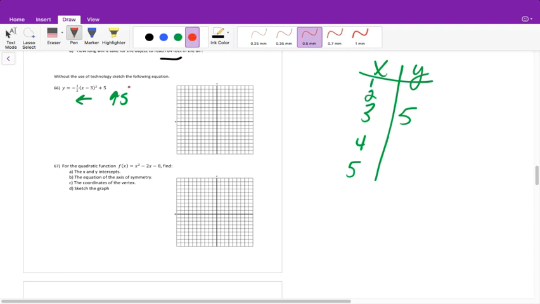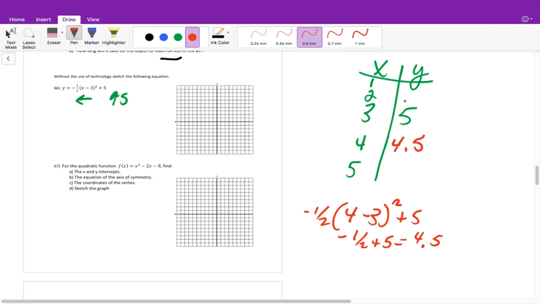I will then substitute 4 in for x. So it is negative 1/2 times 4 minus 3 squared plus 5. Well, 4 minus 3 is 1. 1 squared is 1. So it'll be negative 1/2 plus 5, which is then equal to 4.5. So I can write 4.5 here, and I know 2 is also 4.5 because our parabola is symmetrical, so we know it's going to be the same point.